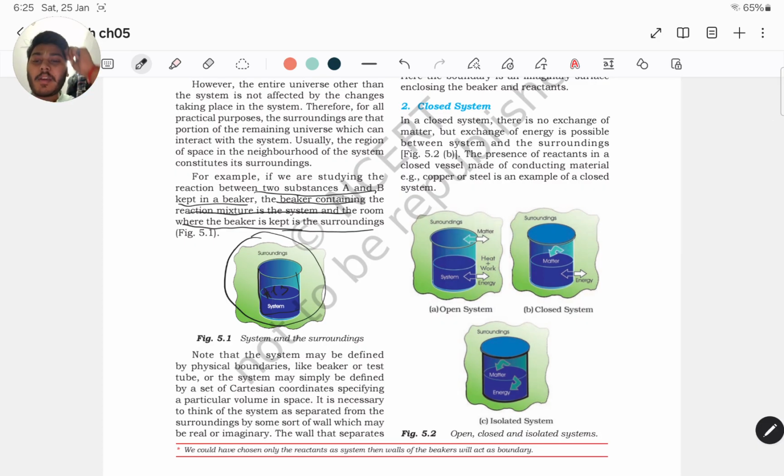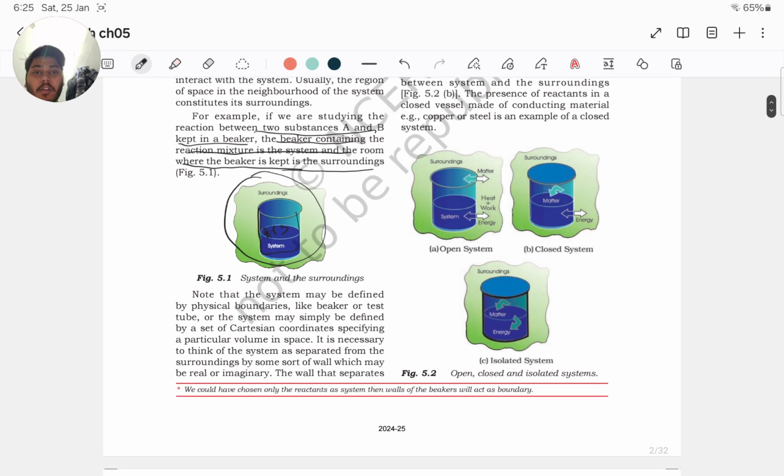If, for example, there is a beaker and you put water and NaOH in it, the beaker containing the reaction mixture is the system, because we are going to observe that reaction. So the specific part of the reaction that we have to observe is the system, and the remaining part where the beaker is present is the surrounding, meaning the room where the beaker is kept. Okay, I think you understand.